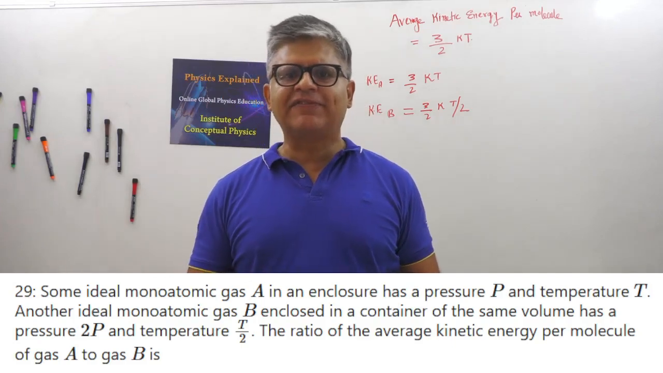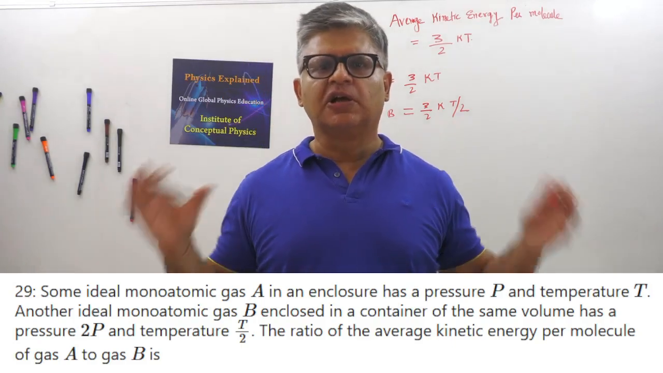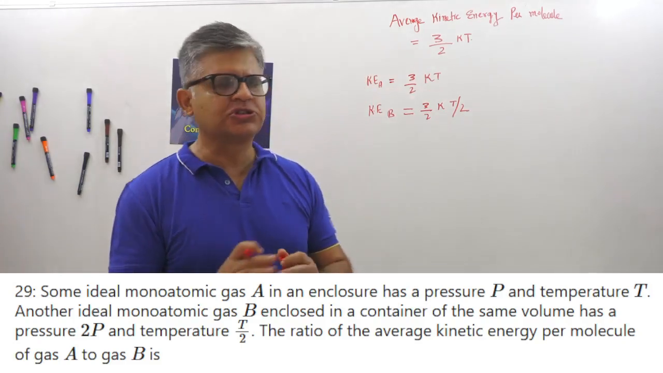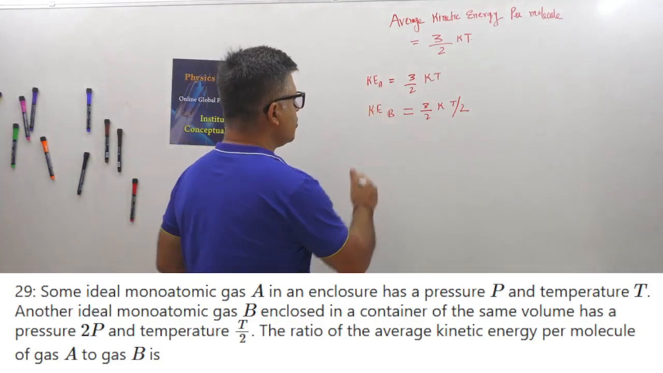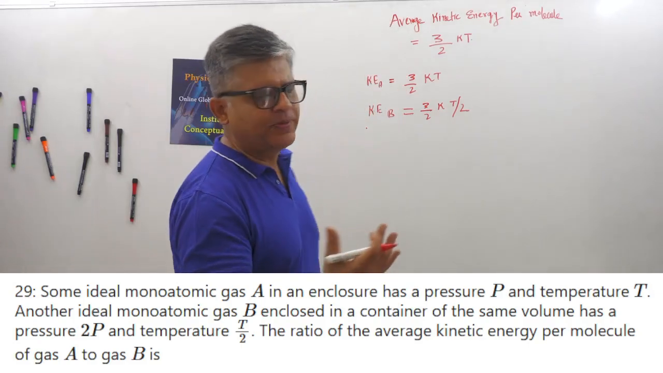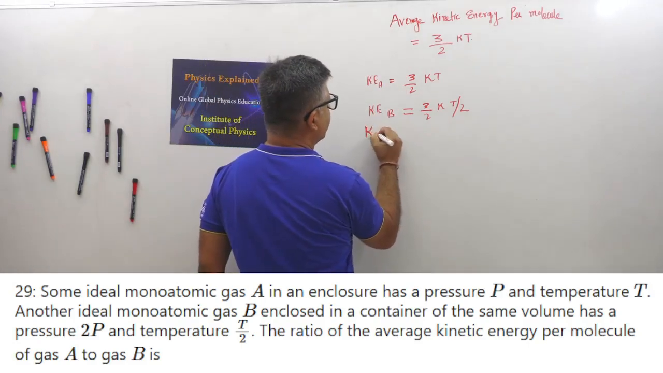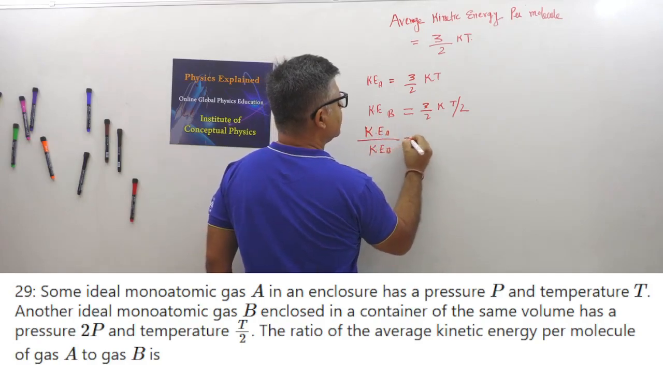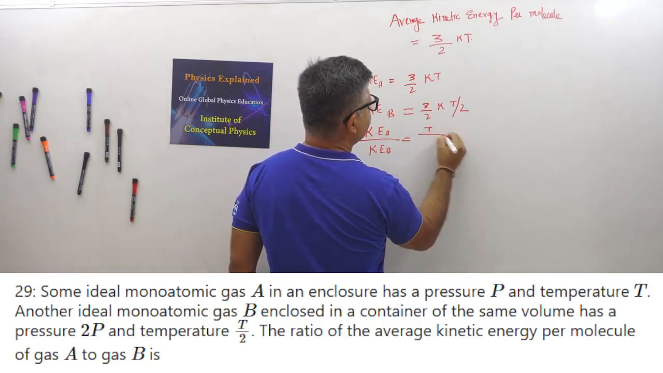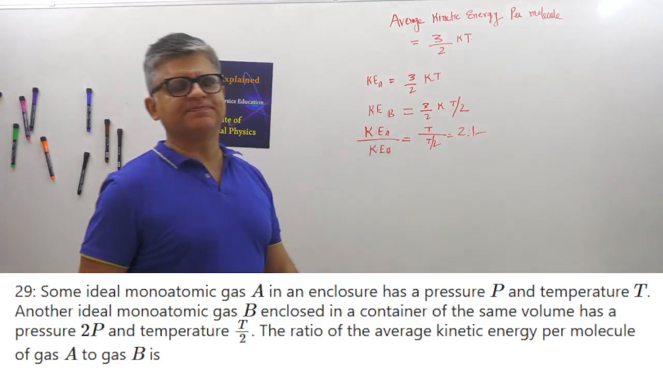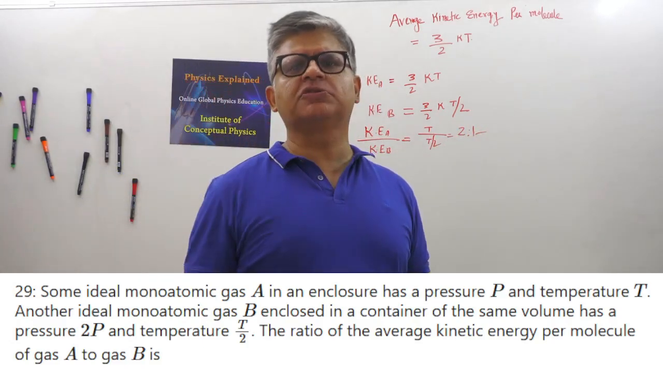Don't get carried away thinking that we have to use them, because such a very basic concept has to be used here: 3 by 2 kT. So obviously you have to find the ratio of the kinetic energy of A to B on a per molecule basis. So KEA divided by KEB is equal to T divided by T by 2, which is equal to 2 is to 1. That's your answer. Now let me do a bonus question for you.